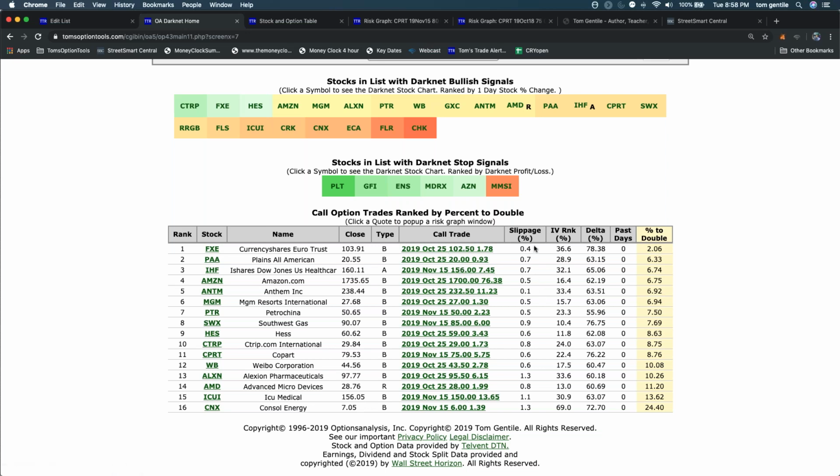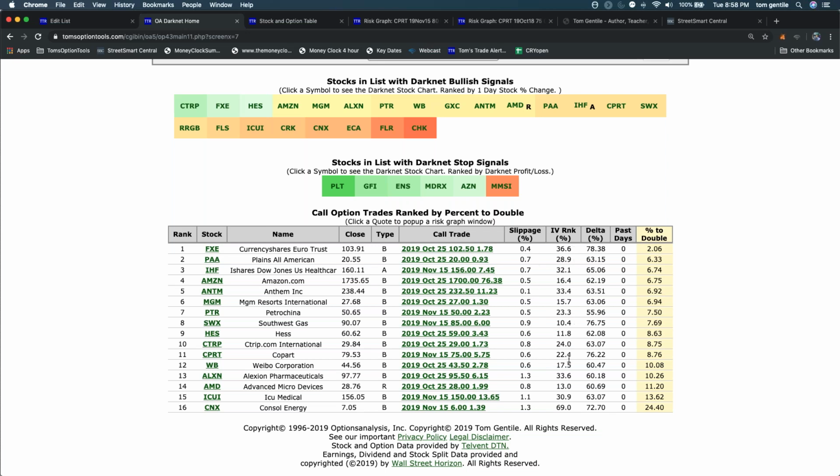They also have slippage. I like anything that's below 1%. You can see here the CPRT, the Copart trade. Those are 0.6%. Look at ALXN, 1.3%. ICUI, 1.1%. CNX, 1.3%. I don't care for those. The slippage is too wide. 1% or less is what I like for slippage.